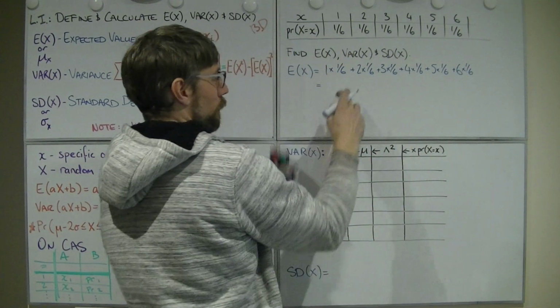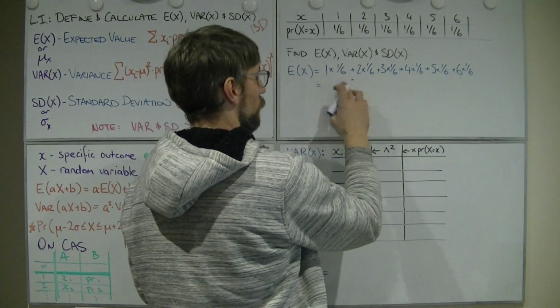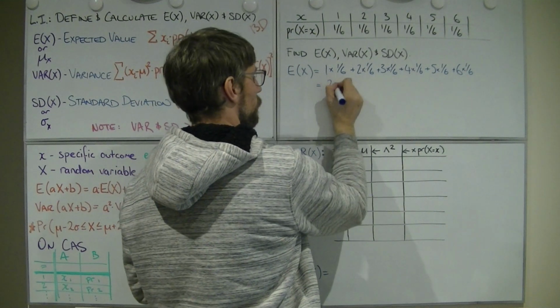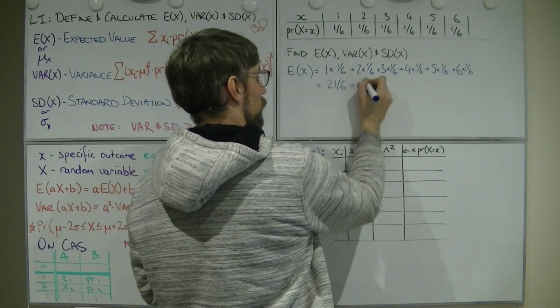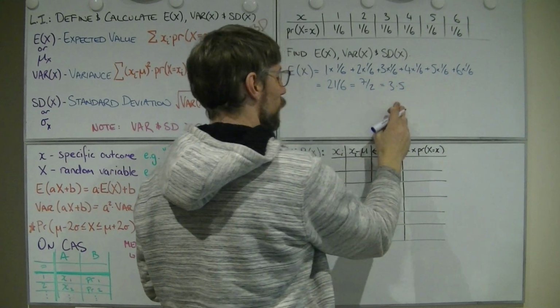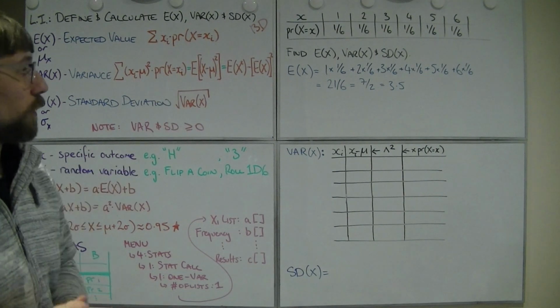Cool, okay. Pretty conveniently we can take out a 1/6 in this case. So we can add all these up. What do we get? 21 on 6. Simplify down, divide by 3, 7 on 2, 3.5, whichever one you prefer. Okay, great. So we've got an expected value of 3.5.